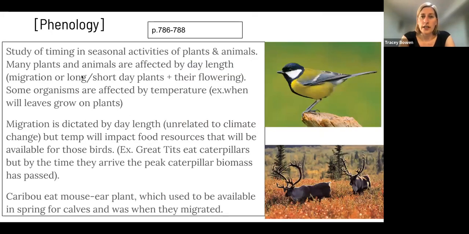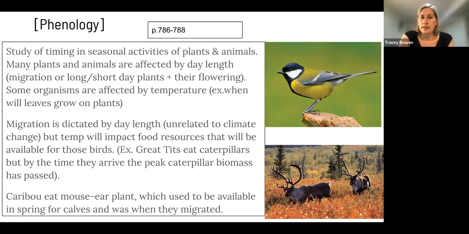So phenology is the study of timing and seasonal activities for plants and animals. Many plants and animals are affected by day length, so that would affect their migration patterns. There's something called long and short day plants, so that's going to affect when they flower, whether it's when the nights are long or the days are long. And then some organisms are affected by temperature. So for example, when will leaves grow on trees?